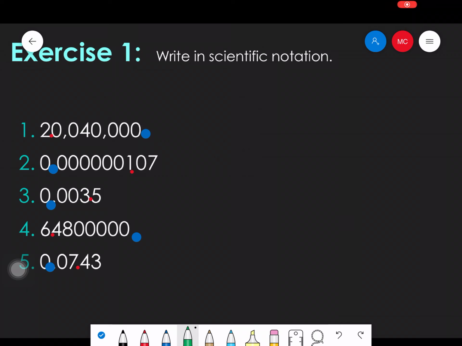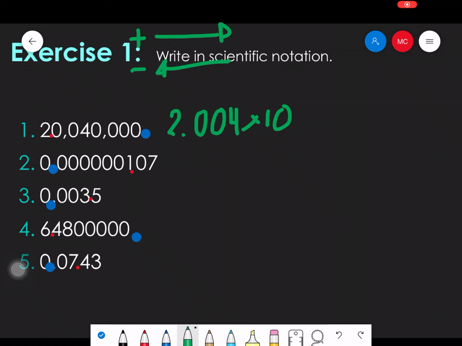Now, let's complete the answers. I'm going to start writing the numbers. 2.004. Remember, you can skip writing all these zeros because they don't affect the number. They're zeros, so you can remove them. Then times 10, and now let's decide the exponent. Remember that if you move to the right, it will be positive. If I move to the left, it will be negative.